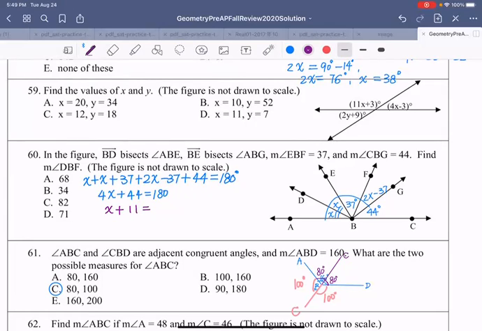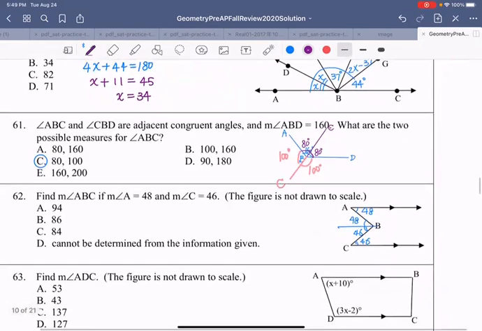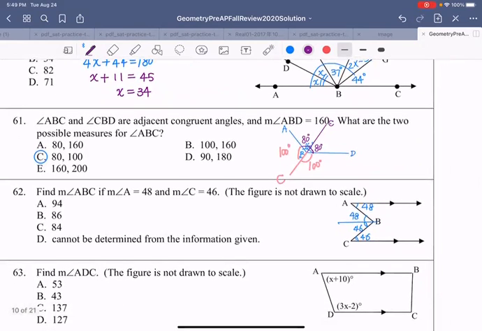180 over 4 is 45. There you go. x equals 34. That's right. Makes sense now. Very good. Angela, does that make sense to you? Now let's read number 61.